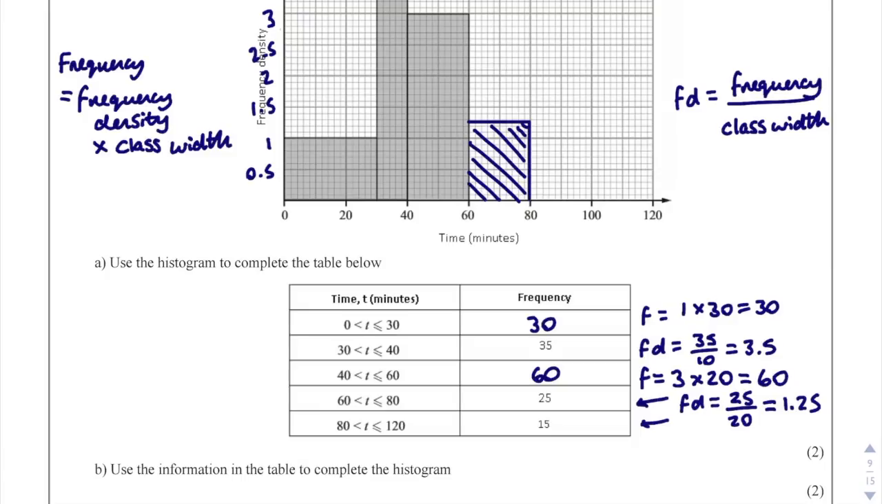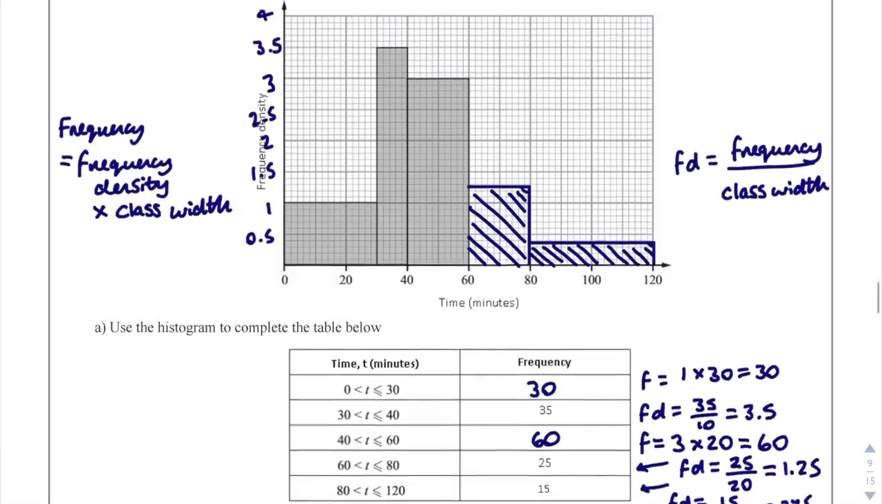Now for this last bar, we've got the time between 80 and 120 minutes and the frequency is 15. So the frequency density is going to be 15 over the class width, which is going to be 120 take away 80, which is 40. So 15 over 40 is equal to 0.375. So each of these smaller squares is going up by 0.1 units. So it's roughly going to be here. Doesn't have to be exact, as long as it's not too far out.